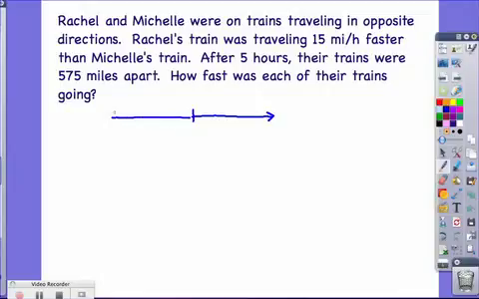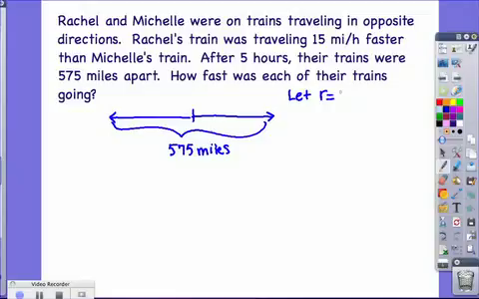Rachel's distance plus Michelle's distance equals 575 miles. So 5 times the quantity of r plus 15 plus 5r equals 575. Distribute: 5r plus 75 plus 5r equals 575. Combine like terms and isolate the variable. So 10r equals 500. Divide both sides by 10, r equals 50.